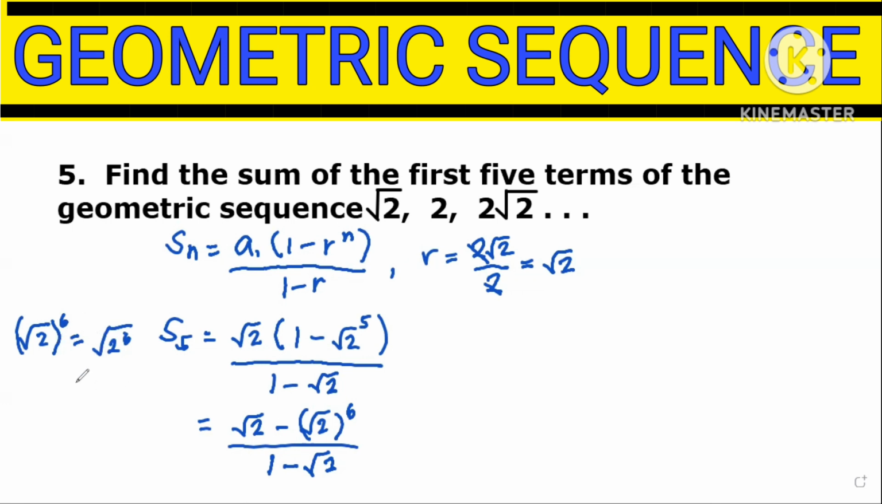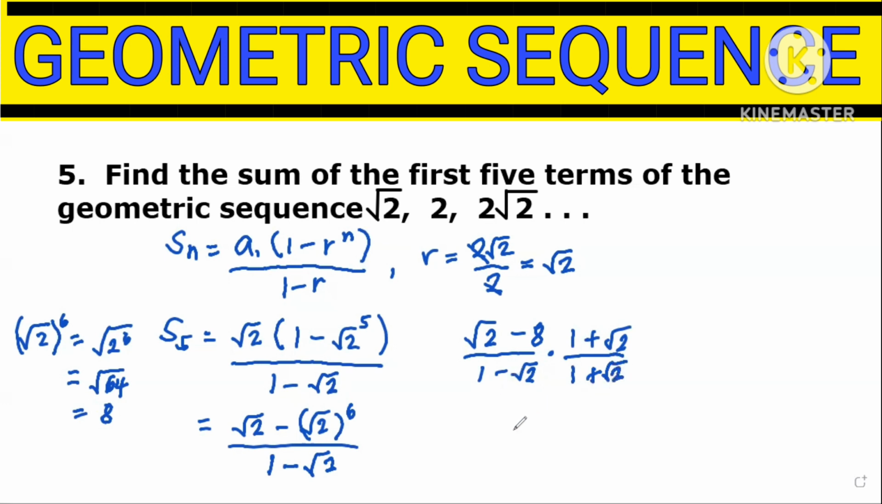Square root of 2 raised to 6 can also be written as the square root of 2 to the 6. Pwede natin ipasok yan sa loob, ano? And 2 to the 6 is equal to 64. And square root of 64 is equal to 8. So let us now substitute 8 here. So we have square root of 2 minus 8 over 1 minus square root of 2. Now, since the denominator has a radical, we need to rationalize this by multiplying both the numerator and the denominator by the conjugate of the denominator, which is 1 plus square root of 2 over 1 plus square root of 2.